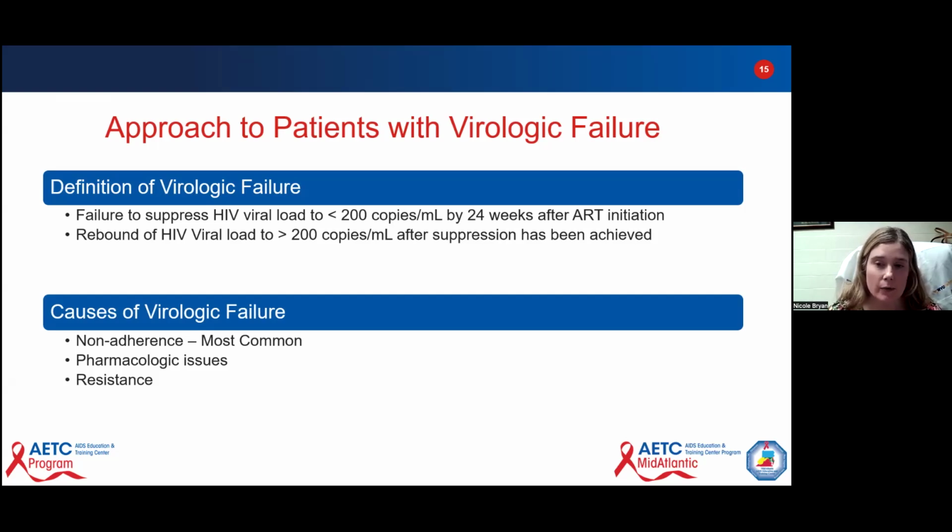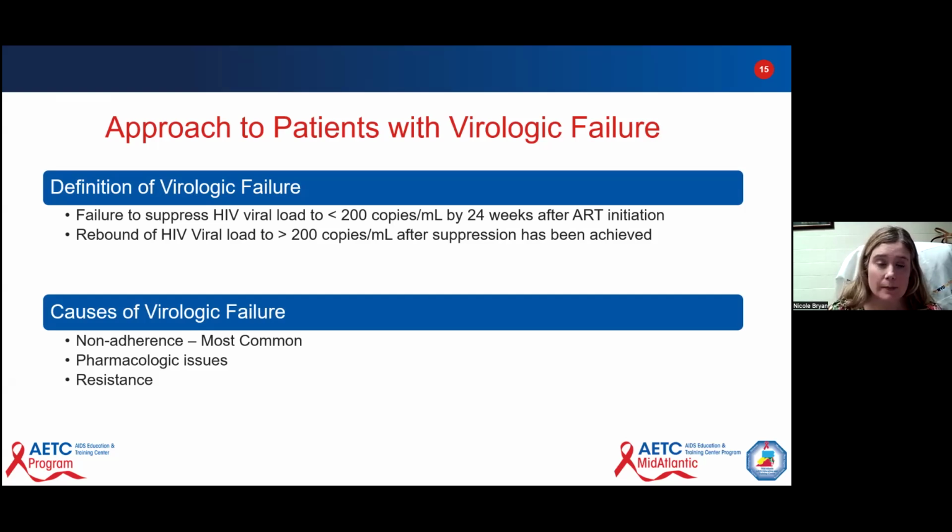And that's by 24 weeks after you've started them on treatment. So this patient's been on it for several years, so he would meet criteria for that. Even though our PCR studies are very sensitive now, and when they say undetectable, they mean there's nothing for like 1 or 2 copies, we still consider anything less than 200 to be suppressed, and that's kind of set by the CDC.